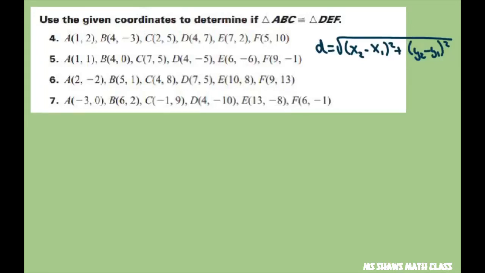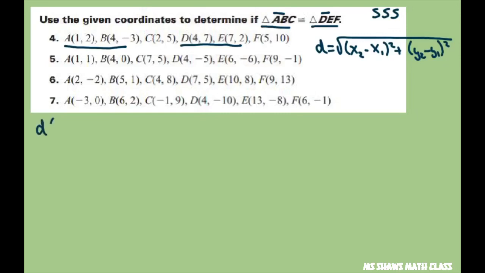Everyone, we're going to use the given coordinates to determine if triangle ABC is congruent to triangle DEF. And we're using the side, side, side postulate for triangles to determine congruency. So when we're looking at our congruency for the triangles, the first thing we're going to look at is line segment AB with DE. So I'm going to look at these two with these two and use my distance formula.